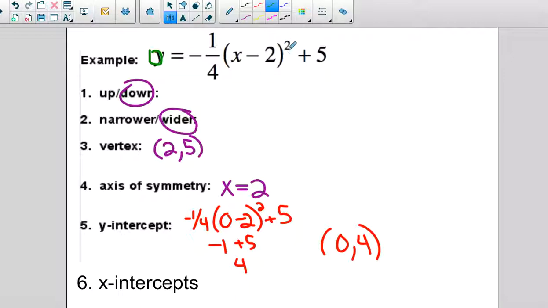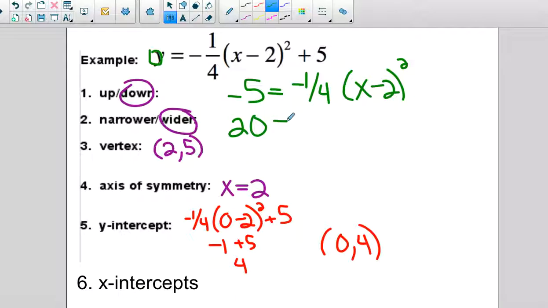It's already being squared, and to find the x-intercepts, we already alluded to it before. It's called the square root method. So you actually want to keep this part together as long as you can until you get it by itself. So what I'm going to do first is subtract this 5. That would give me negative 5 equals negative 1/4 times (x minus 2) squared. So that part's done. Now I want to get this part by itself, so I'm going to multiply both sides by negative 4, which would give me 20 equals (x minus 2) squared.